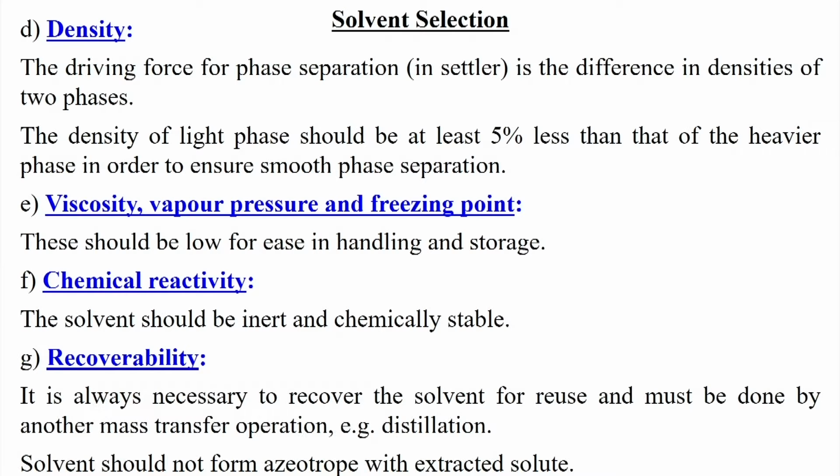And another important point is recoverability, which means it is always necessary to recover the solvent for reuse, and this must be done by another mass transfer operation like distillation etc. So the solvent should not form an azeotrope with the extracted solute. So that must be taken care of before selecting an extracting solvent for the extraction process.